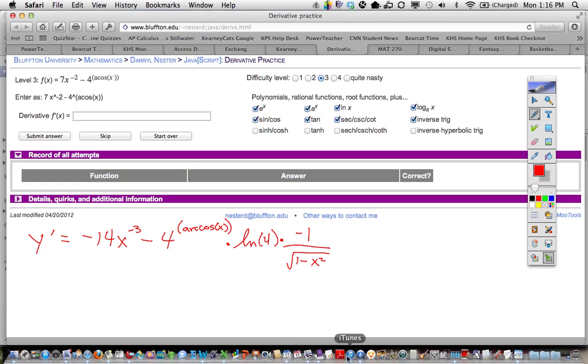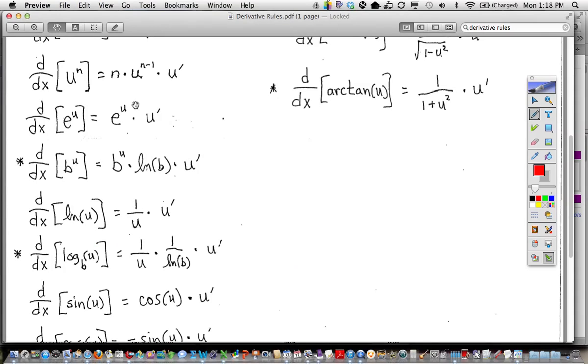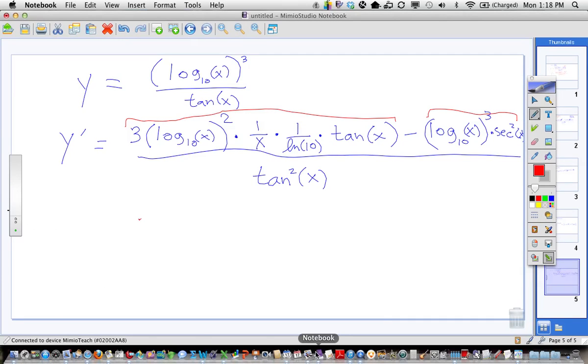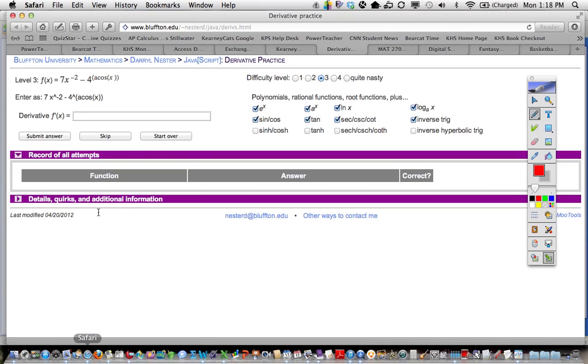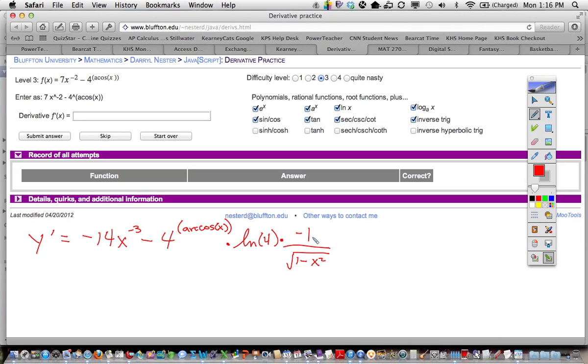raised to a power. The rule for 4 raised to a power is this rule right here. 4 raised to some stuff is 4 raised to that same stuff times ln4 times the derivative of the inside stuff. So it's just knowing that particular rule. So that is where the ln4 came from.